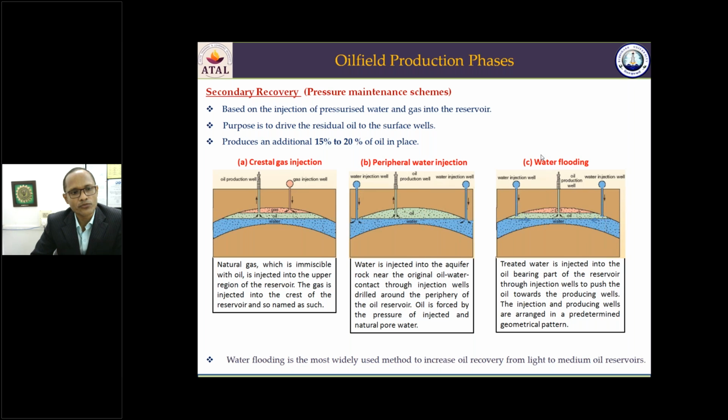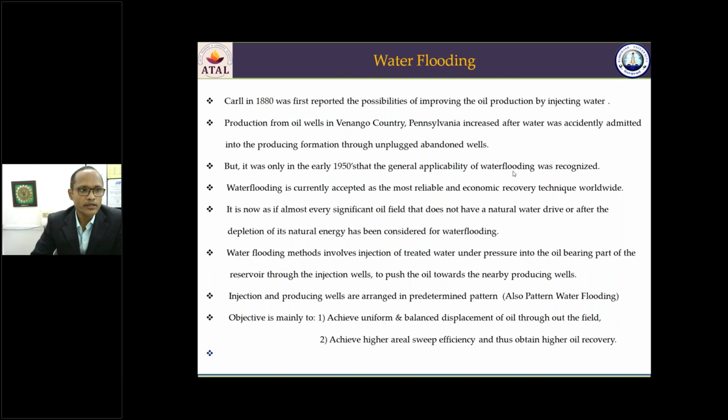In case of water flooding, we inject the water into the oil zone from the surface. These are called the injection wells. We inject the water, and this water pushes the oil to the surface, like a piston pushing the oil. Water flooding is a widely used method, and it involves the injection of treated water. The water that is produced from the formation is treated, and then it is injected back into the oil bearing zone so that the fluid can be displaced.